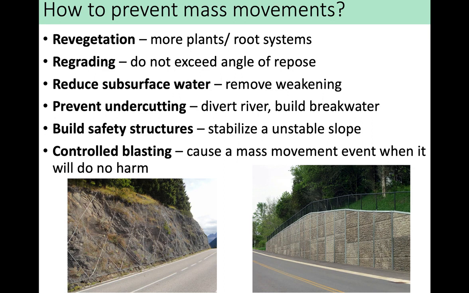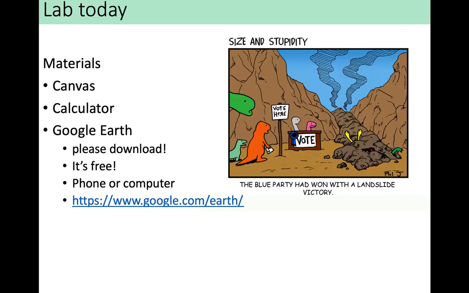So there are a couple of ways that we can prevent or at least reduce the danger of mass movements because we know already where they occur.